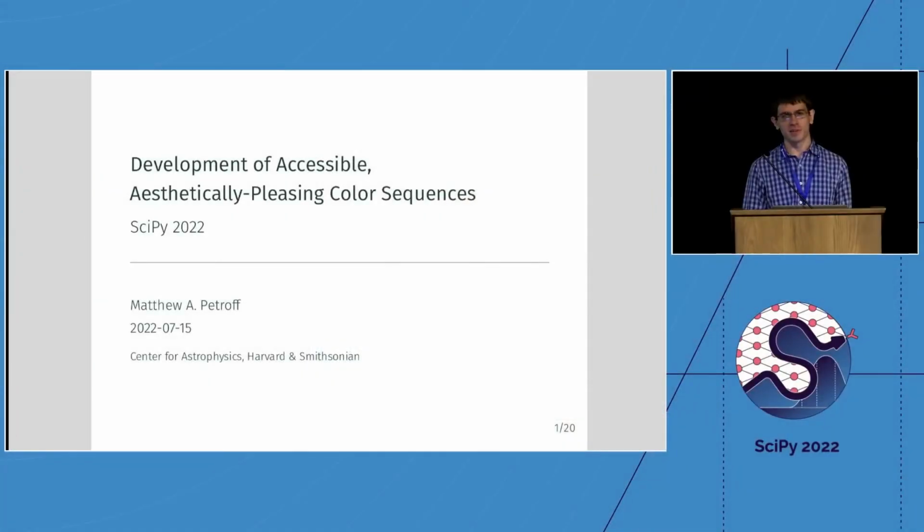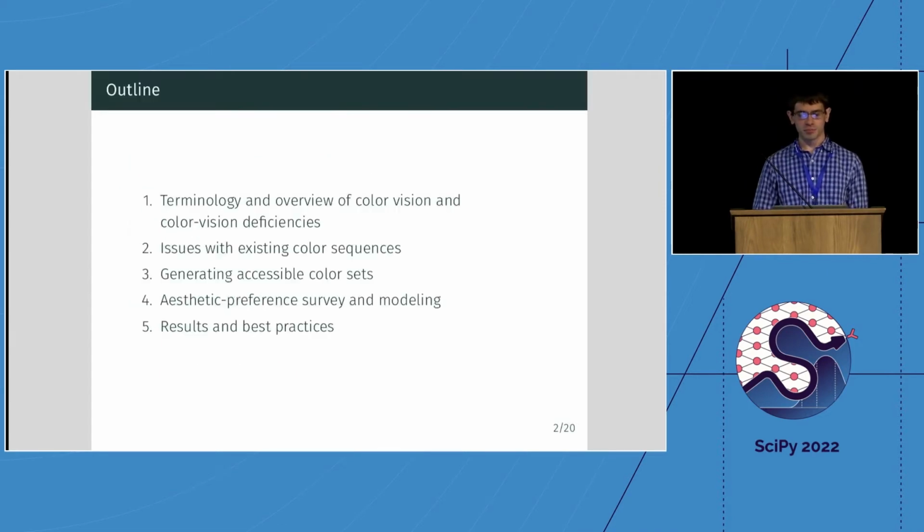I'm Matthew Petroff. I'm a postdoc at the Harvard-Smithsonian Center for Astrophysics, where I generally work on cosmic microwave background instrumentation and related observational cosmology data analysis. However, today I'll be speaking on the development of accessible, aesthetically pleasing color sequences for data visualization.